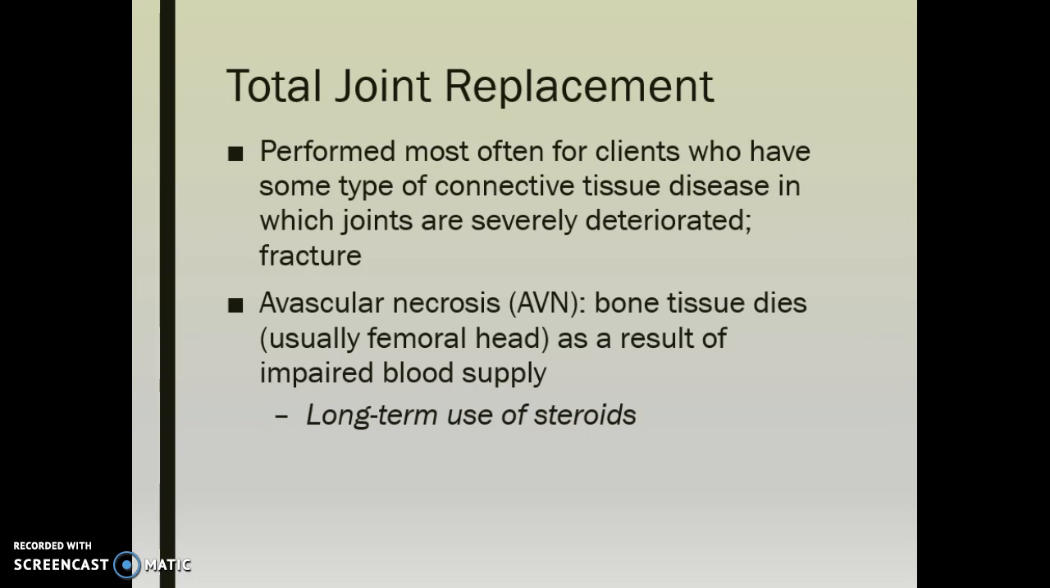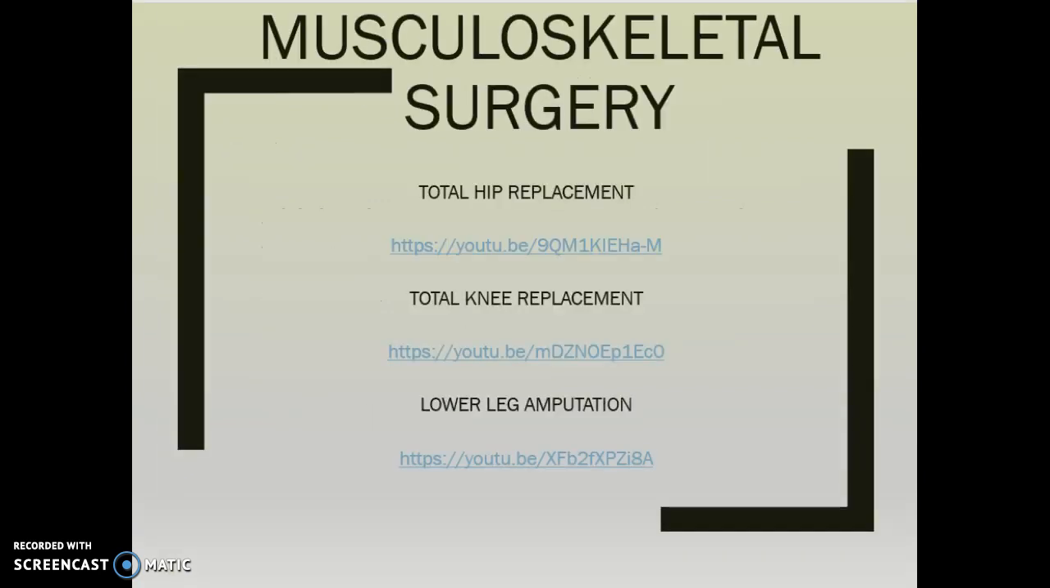One issue that you see in joint replacements is avascular necrosis, where the bone tissue dies as a result of the blood supply being impaired. Not a good thing when you're doing a joint replacement, of course, and then of course the whole hip might be at risk. Very, very rare thing, but can still happen.